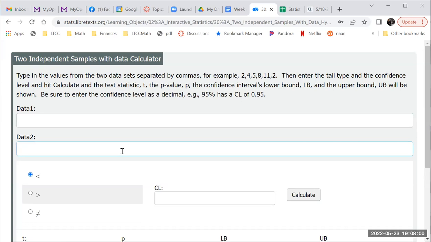So that would be something like, let's say you wanted to look at GPA of college students at Lake Tahoe Community College versus GPA of college students at, say, San Francisco City College. And you asked 50 students at San Francisco City and maybe 50 students at Lake Tahoe Community College and looked at their GPAs. That would be independent because a student at LTCC has nothing to do with a student at San Francisco City College. Does that make sense? They're not paired at all. Is that clear? Okay. And that would be this particular calculator.